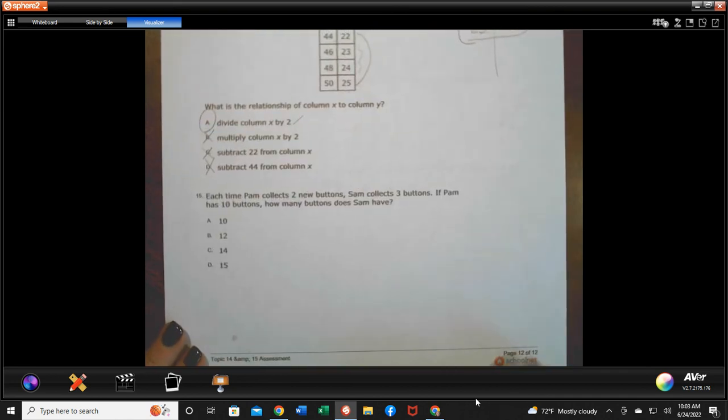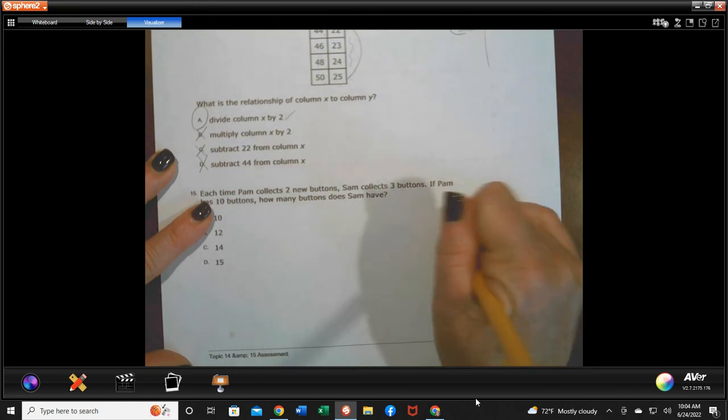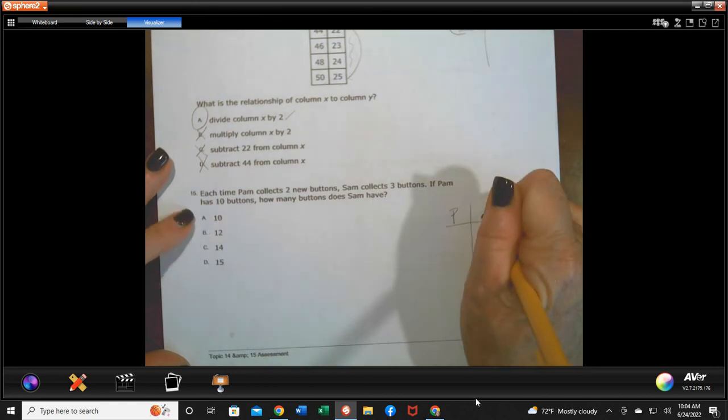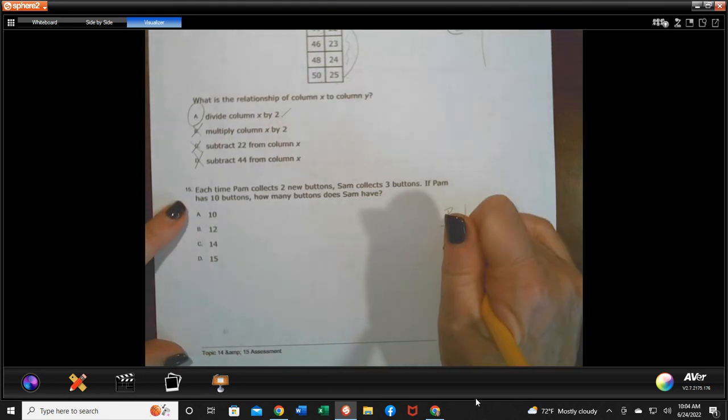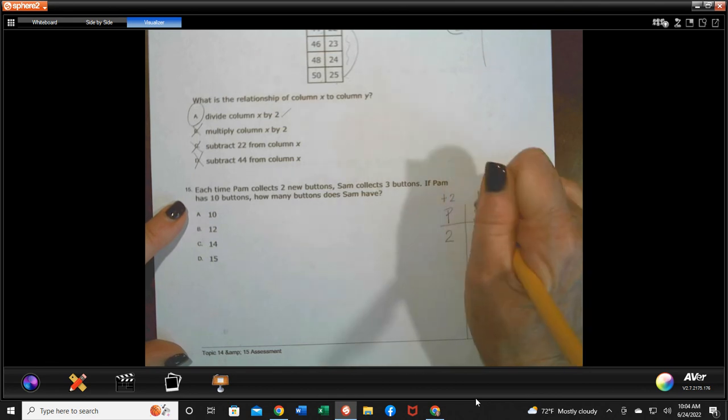All right, the last question, number 15. Each time Pam collects 2 new buttons, Sam collects 3. If Pam has 10 buttons, how many buttons does Sam have? So this is very similar to our Julian and Silas fishing problem. All right, we've got a pattern going on. So let's set it up with Pam and Sam. So when Pam collects 2, Sam collects 3. So Pam is collecting by 2, increasing by 2, Sam by 3.